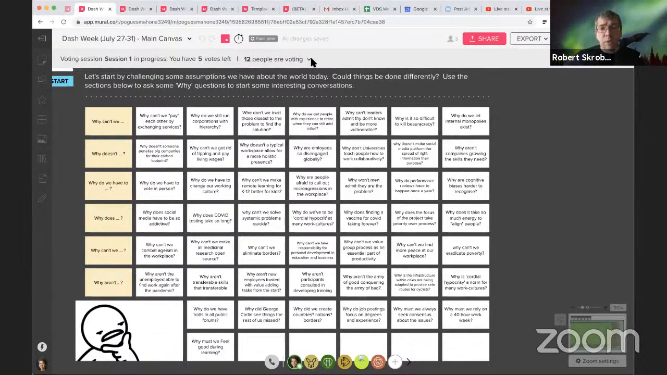I will also say for people that have never used Miro before, no one can see your mouse cursor and no one can see your votes. The only way you can see someone's votes is currently if I start doing them and you're watching the YouTube stream on this.